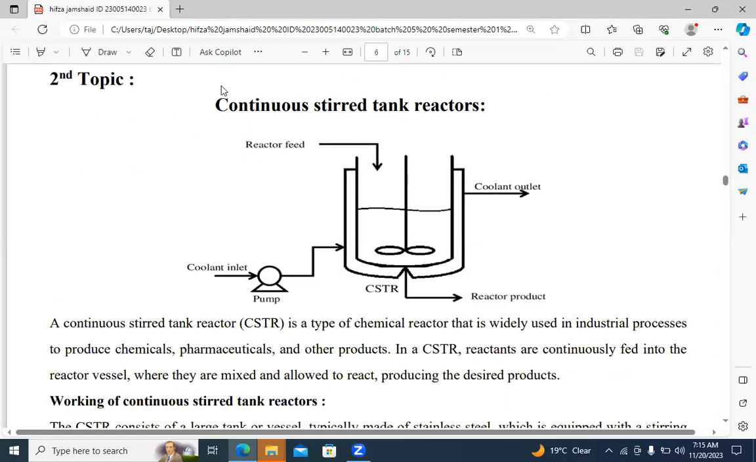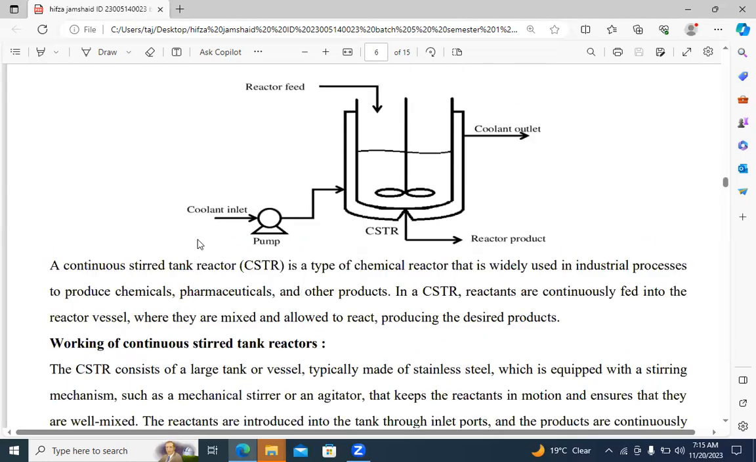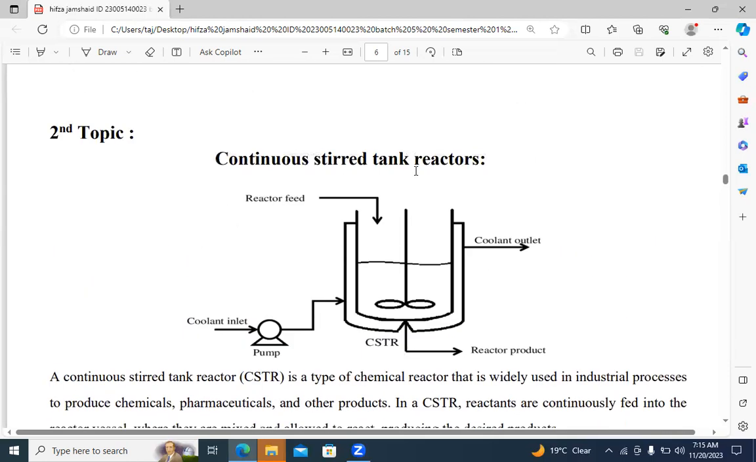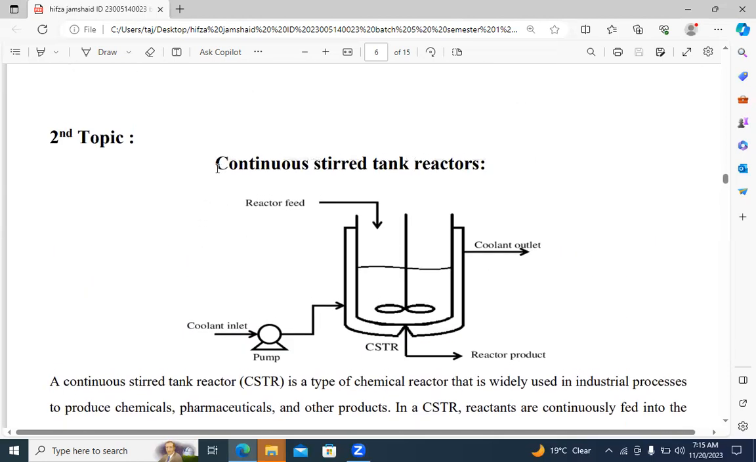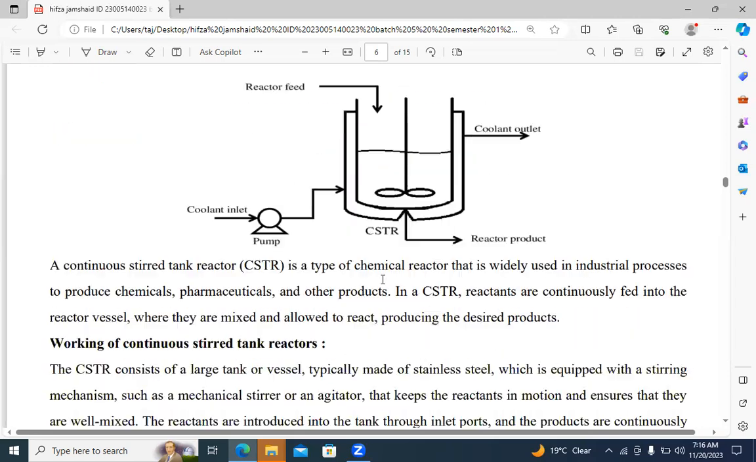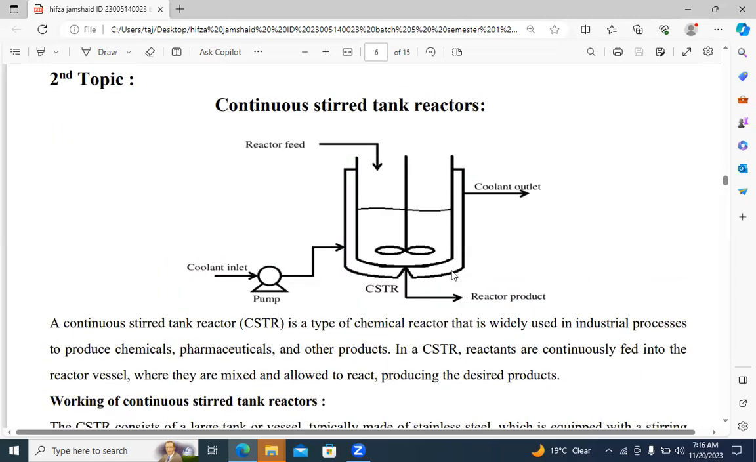My second topic is continuous stirred tank reactors. This is the diagram of a continuous stirred tank reactor. As the name shows, there is continuous stirring in the reactor. The process is equally distributed, and there is also an agitator that helps in continuously stirring and evenly distributing the product. There is a reactor feed, where you can add your reactants, and a reactor product outlet, where you can get your product.